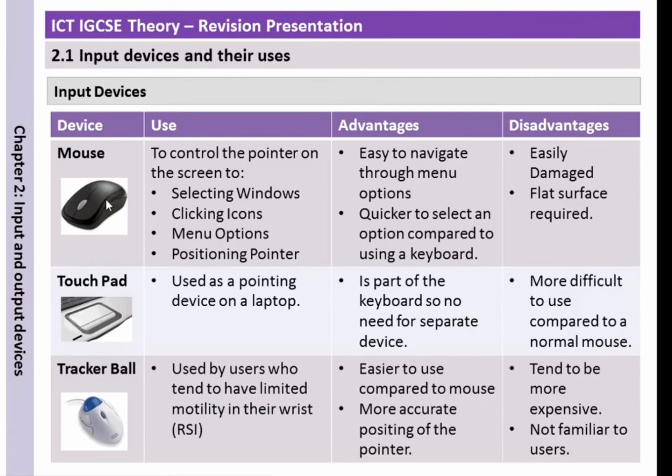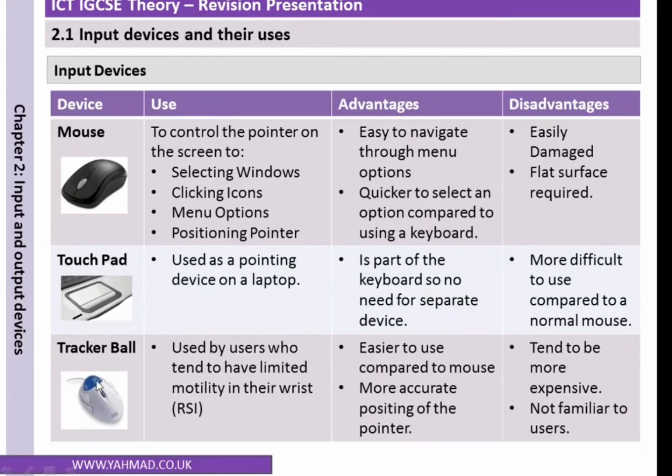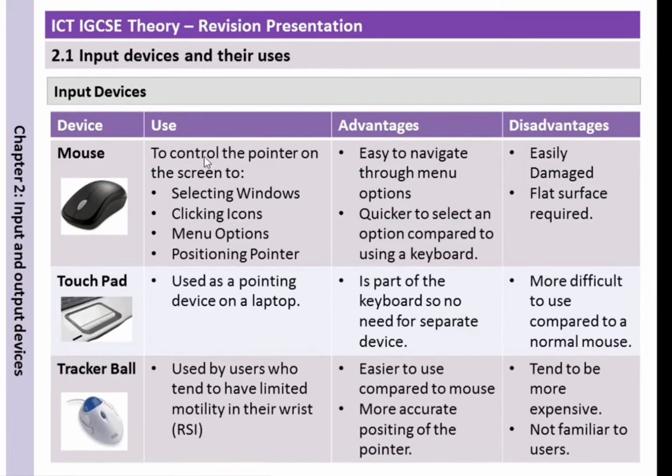So here we have 3 different pointing devices which could be used to control a cursor or pointer on the screen. We have the mouse, a touchpad which is found on a laptop, and a trackball. With the mouse, it's easy to navigate through menu options, it's familiar to use, and it's quicker to select an option compared to using a cursor on the keyboard. The disadvantage of using a mouse to select windows, icons, menus, and to position a pointer is that it could be easily damaged. The cable could get trapped or damaged, and also it requires a flat surface.